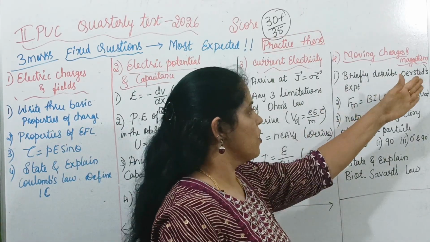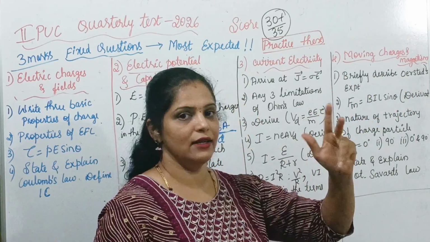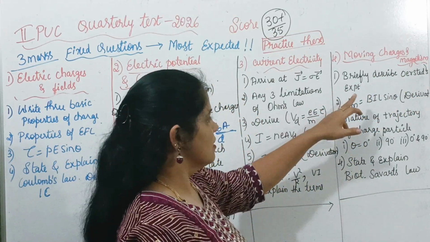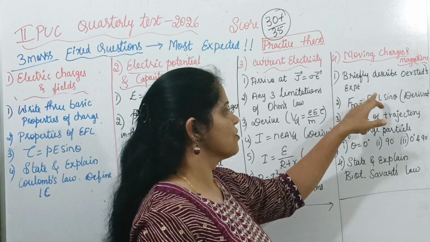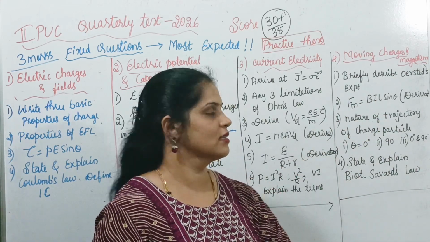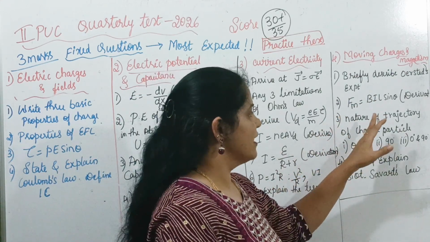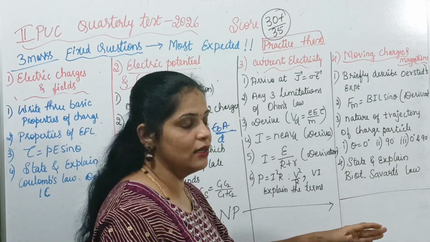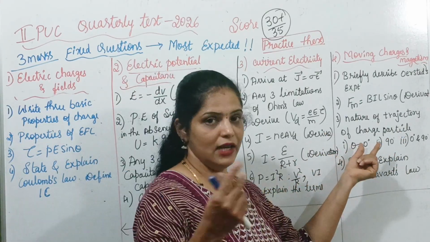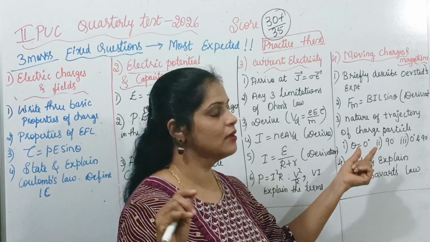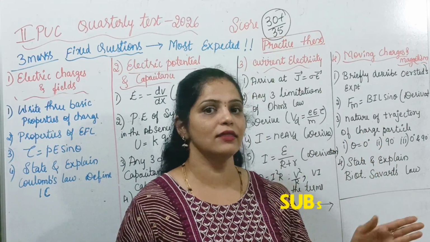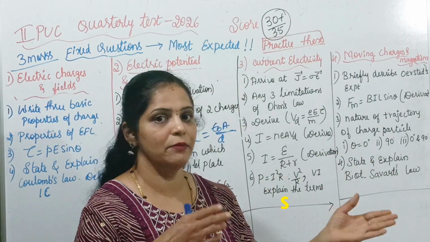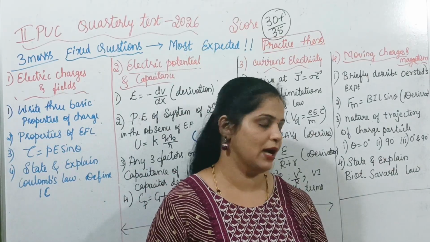And briefly describe Oersted experiment. You need to write 3 points. And derive the expression for magnetic force on a current carrying wire placed in a uniform magnetic field. What is the nature of the trajectory of a charged particle moving in a magnetic field? If the angle is 0 degree, it is a linear motion, a straight line path, and at 90 degree, a circular path. Other than 0 and 90 degree, or in between 0 and 90 degree, it is a helical path.